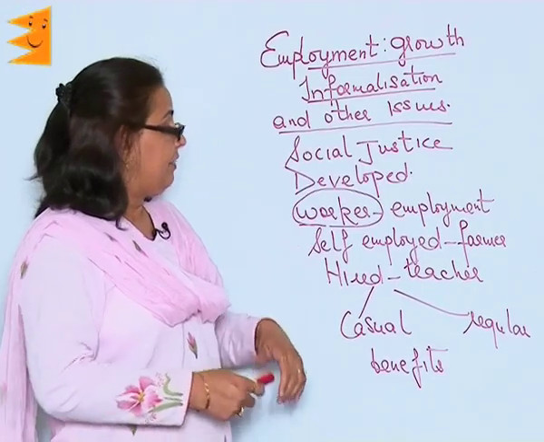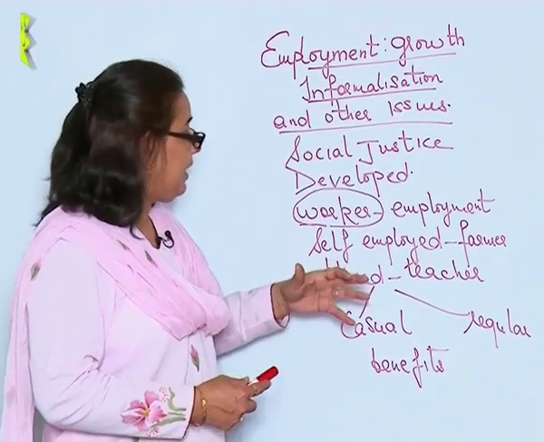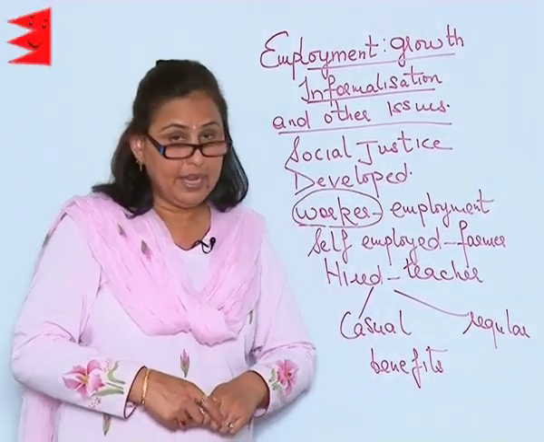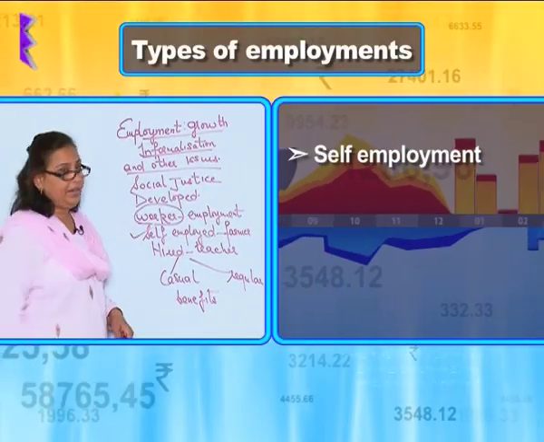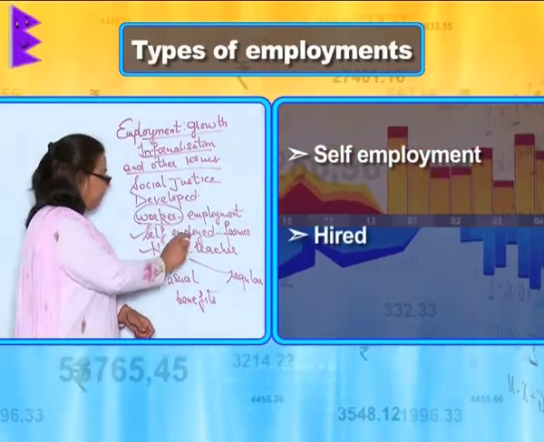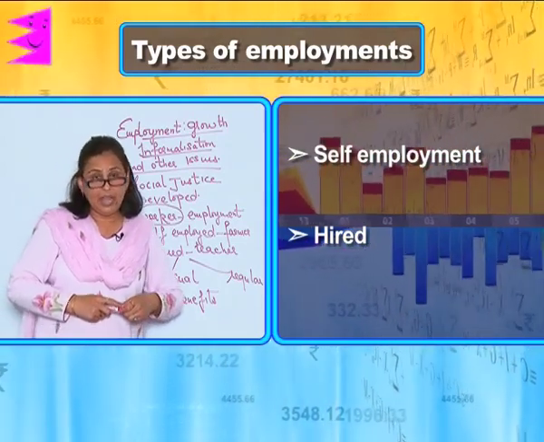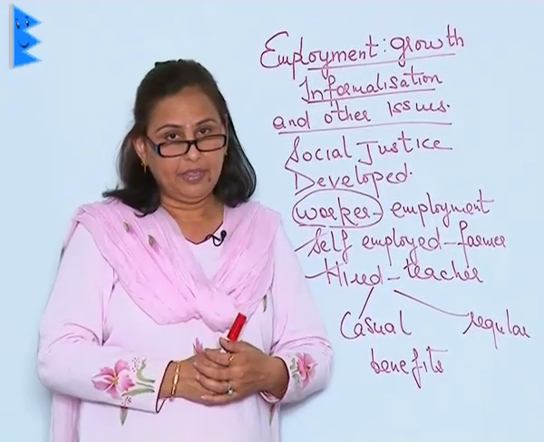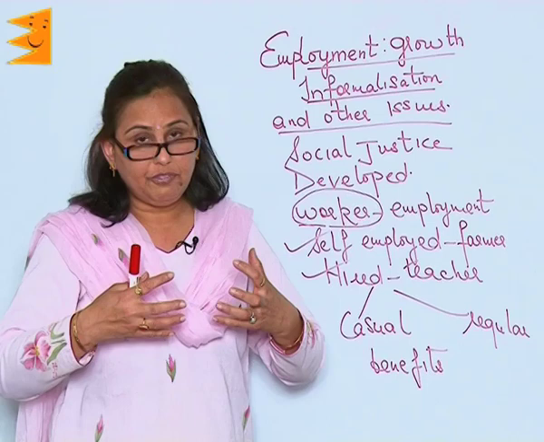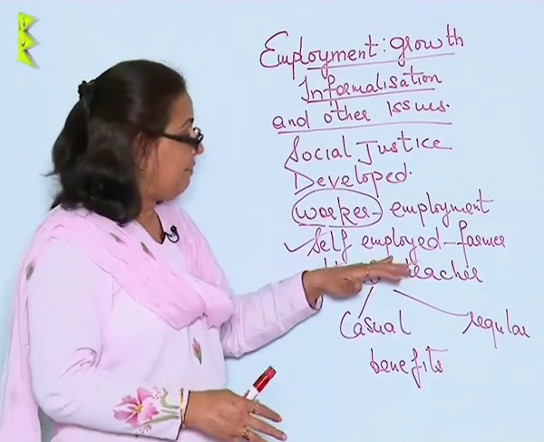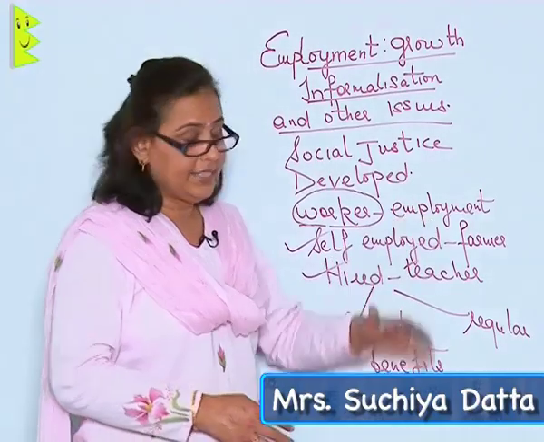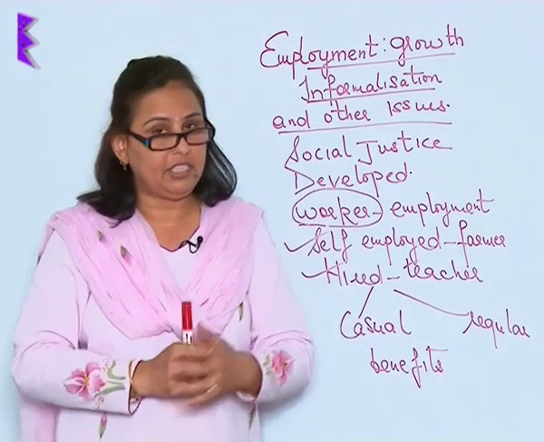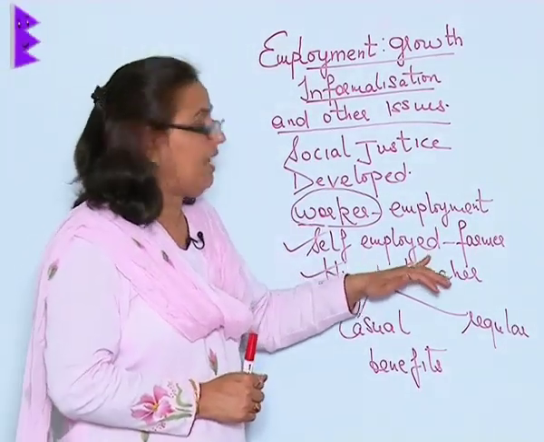The next thing we have to understand is how many kinds of employment there are. When I talk of employment, there are people who are self-employed and there are people who are hired. Self-employed will be the kind of person who works for himself. That doesn't mean he is doing work just for sustaining himself. Self-employed means a person's work is such that he is able to generate income for himself and his family. That is termed as self-employed.